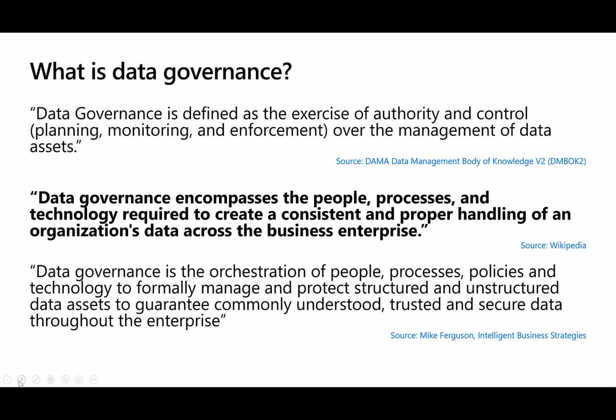So looking at the definition of what is data governance, well, my favorite is the one in the middle from Wikipedia, that data governance encompasses the people, the processes, and the technology required to create a consistent and proper handling of an organization's data across the business enterprise. I like this because it specifically mentions the people, the processes, and the technology. An effective data governance strategy is going to need all of those, and you'll see that when we get into Purview, quite a bit of it is focused on the policies, the processes, and also the people associated with a data governance framework.